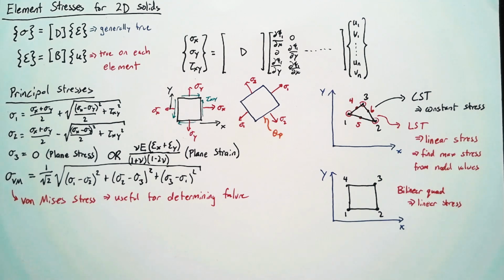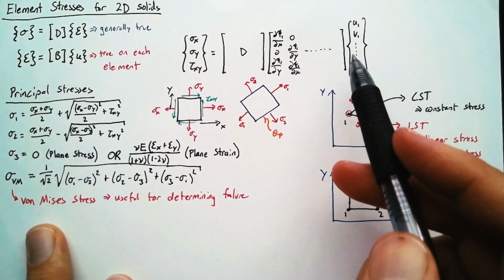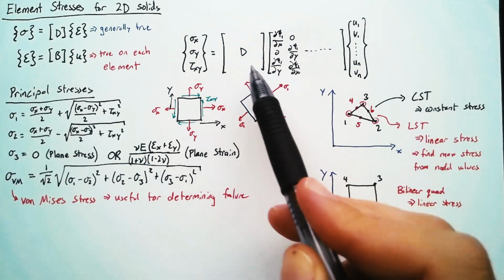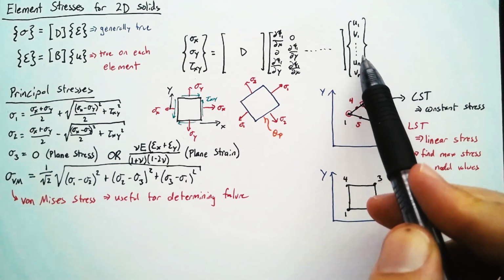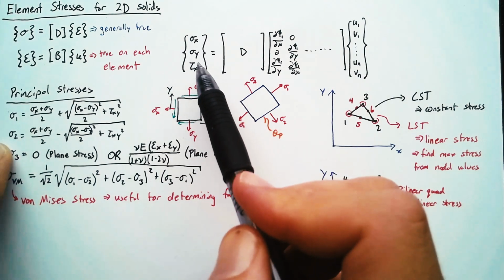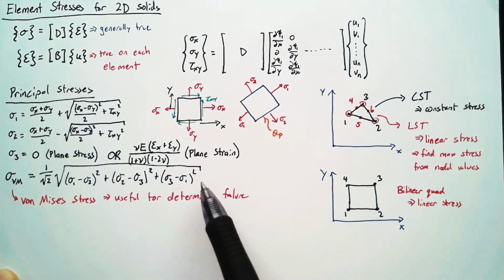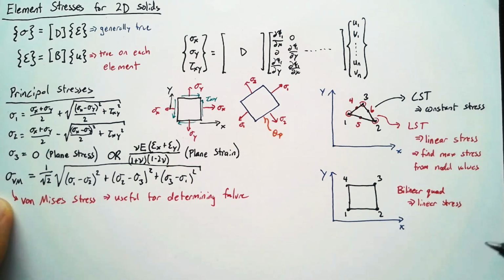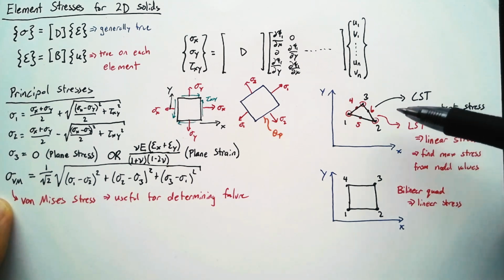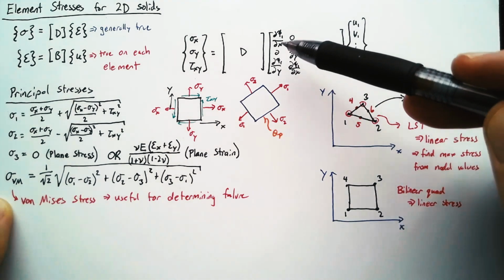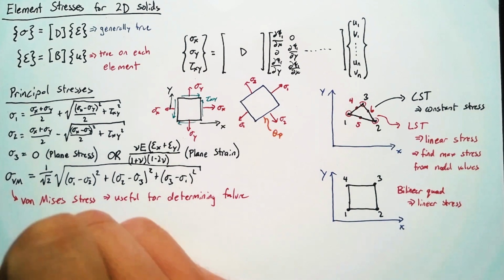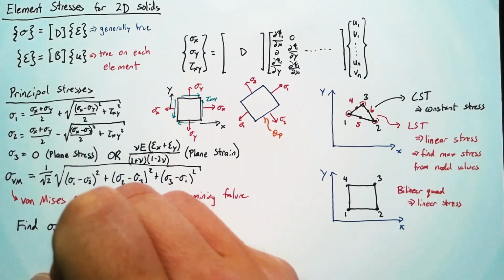But in short, the procedure is we calculate our B matrix, multiply that with our D matrix, and then perform this matrix vector multiplication to find our stresses. Then once we have those stresses, we can find the principal stresses and the von Mises stress. And this von Mises stress is what we actually care about. So this is the big thing. And then if we're doing that for constant, we just need to do that once because this B matrix doesn't change. But for linear stress, that B matrix does change in space, and so we need to find it at all of our nodes.